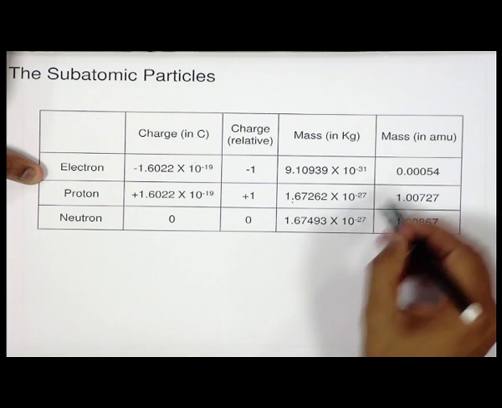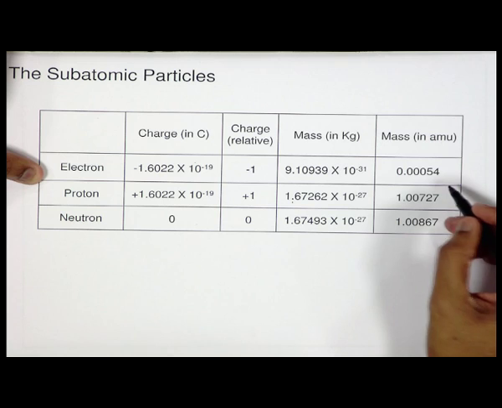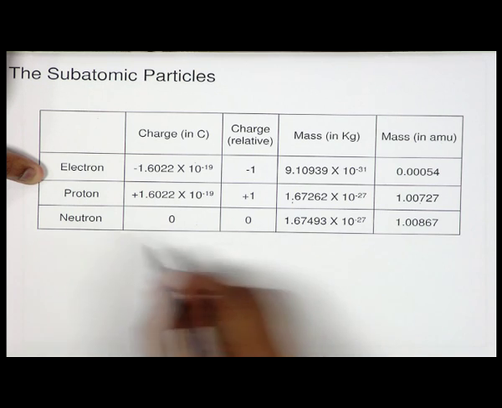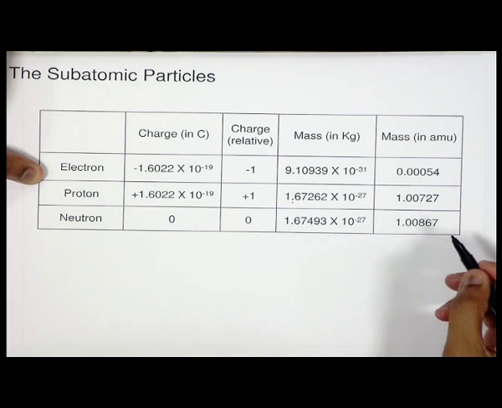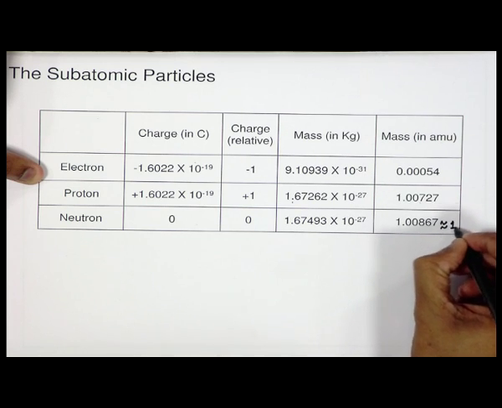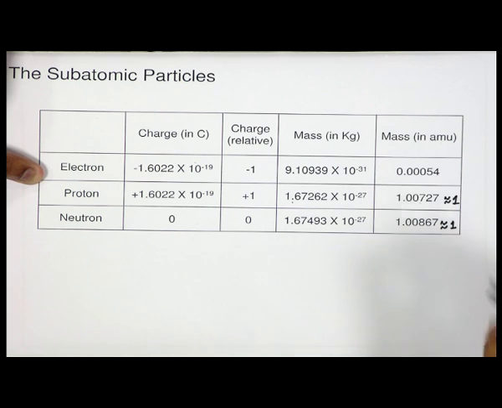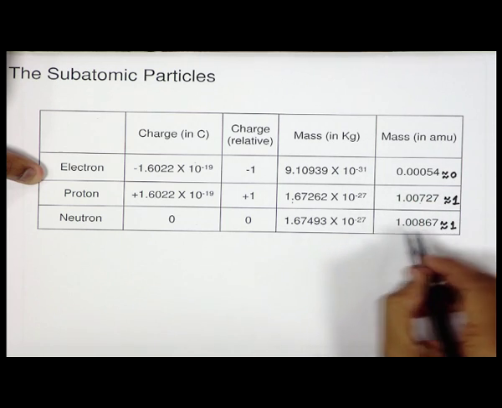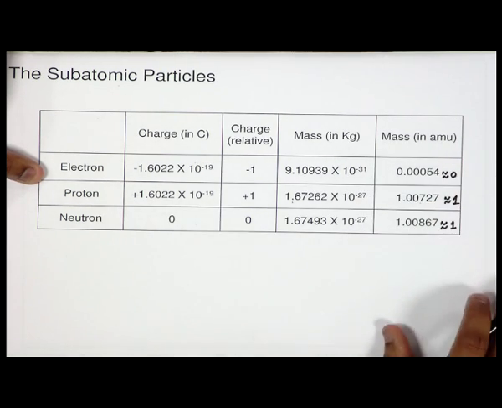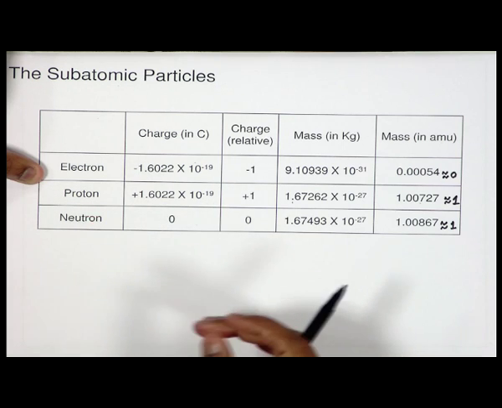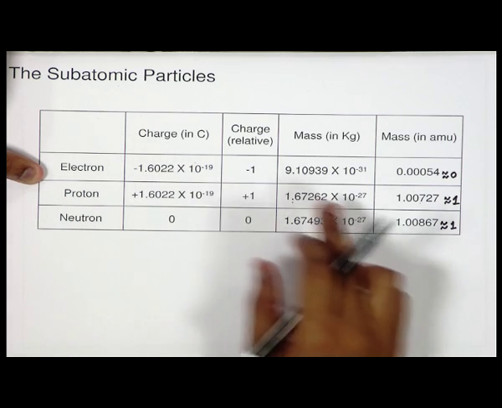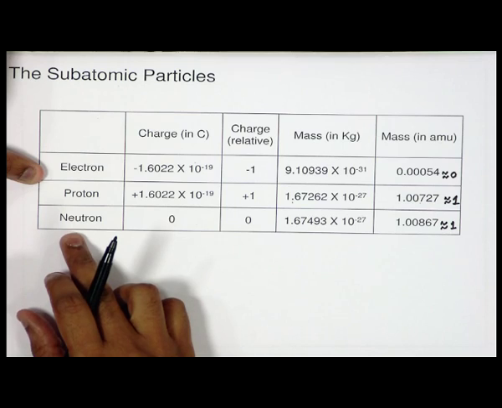In the atomic mass unit scale, the proton has 1.007 AMU mass and the neutron has 1.008 AMU. We can roughly say that the neutron has 1 AMU mass, the proton has 1 AMU mass, and the electron is massless, almost nearly 0. In this way, we discussed the discovery of the electron, proton and neutron, what the nucleus is made up of, and the individual charges and masses of these fundamental particles.